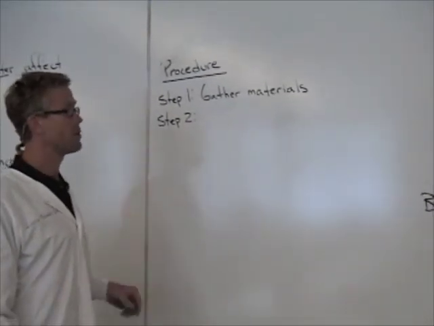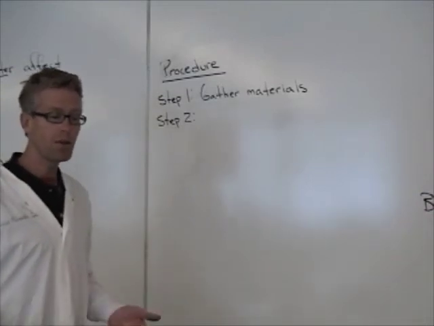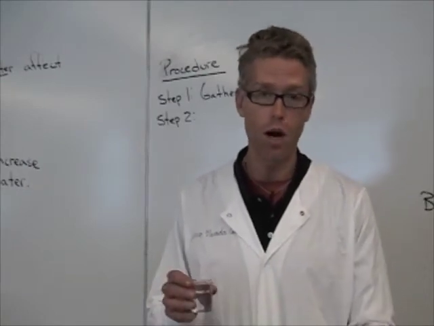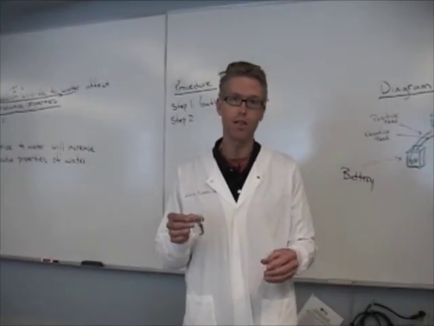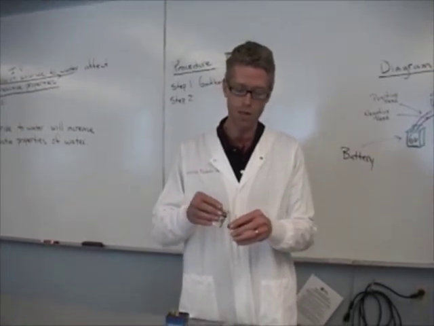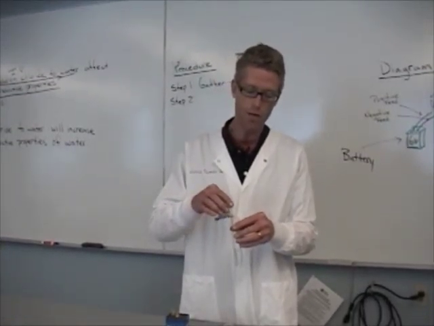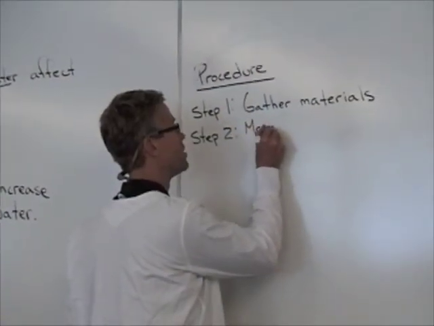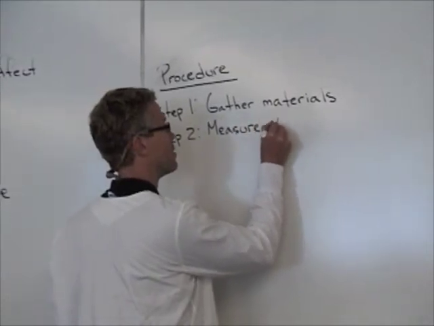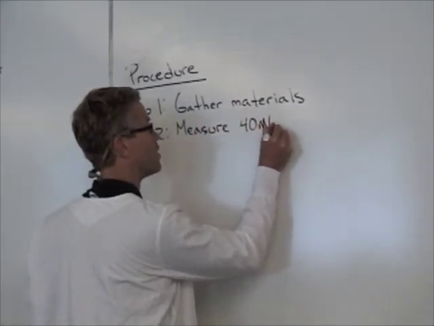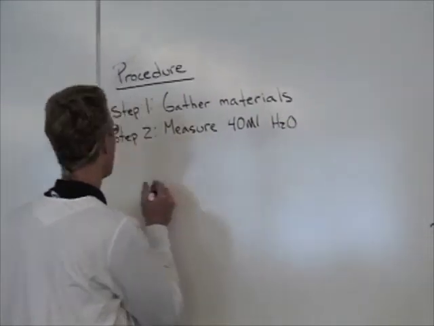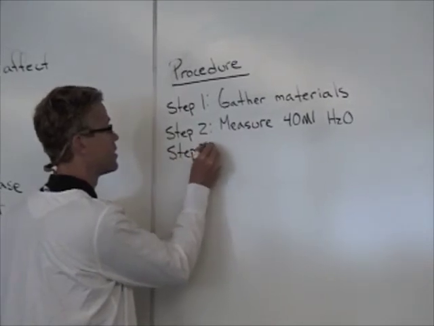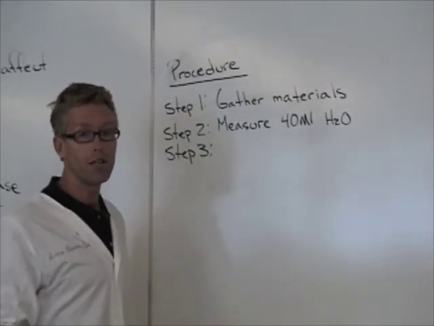Here I am now, I'm at step 2. So what am I going to do for step 2? Step 2 is I'm going to measure out 40 milliliters of water in a beaker. You don't need to use a beaker, you can use anything you have at home. A Dixie cup is fine. Just keep it consistent. I'm going to put my water into my test tube. So step 2 was measure 40 milliliters of water. And I actually performed step 3 also. Step 3 was to pour that water into a test tube.